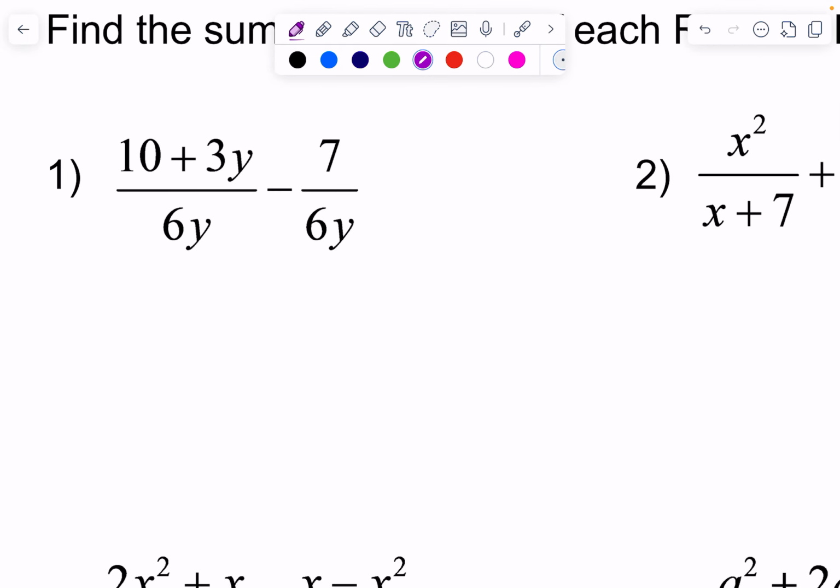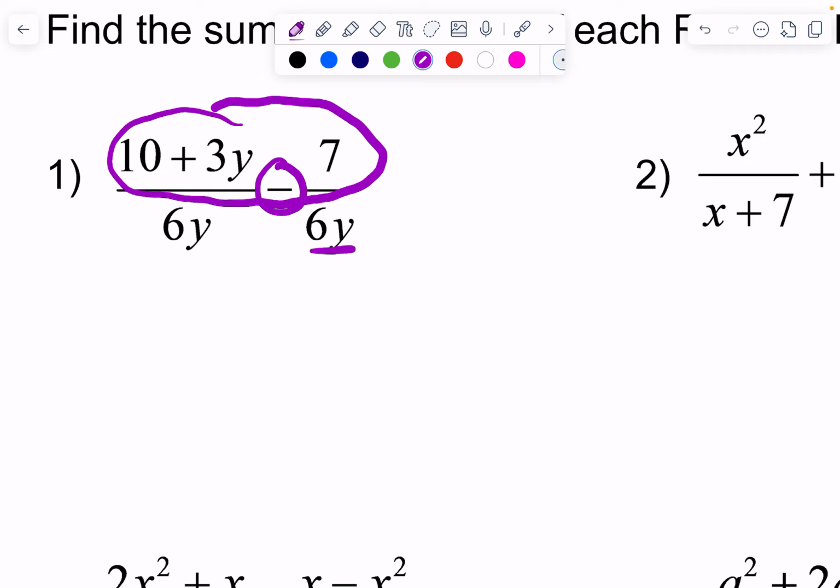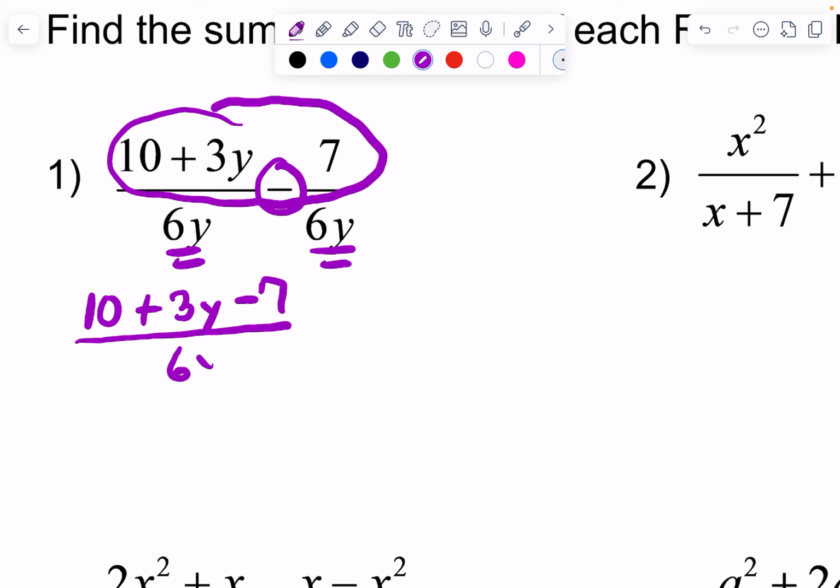So if you notice here, we've got a subtraction here. What we're always going to train to do is go ahead and perform the operations in the numerator and place them over the common denominator. So for example, in this case, we have 10 plus 3y minus 7, divided by 6y. That is going to equal 10 minus 7 is 3, plus 3y, over 6y.